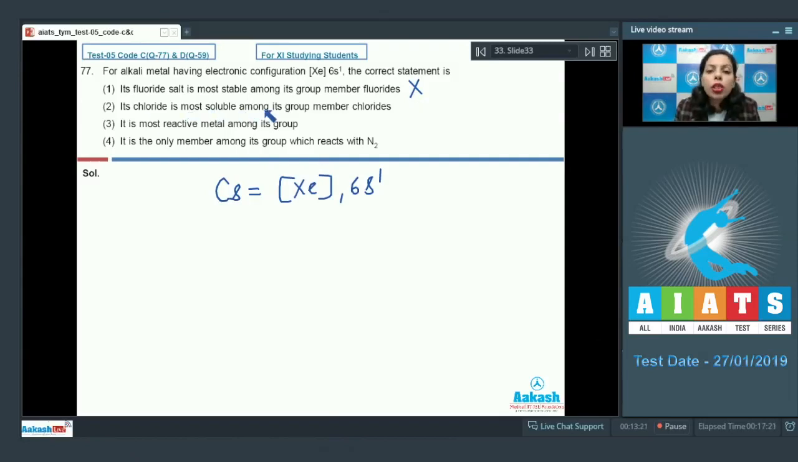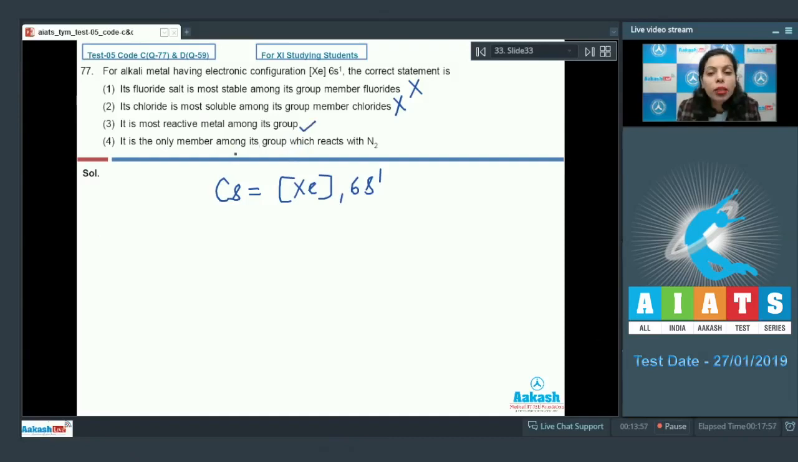Further, its chloride is most soluble among its group member chlorides. If we talk about the solubility of the chloride, this statement is also not correct. It is not the most soluble among its group member chlorides. That's why I'm also putting a cross here. Next: it is the most reactive metal among its group. Yes, as we move down the group, reactivity or the electropositive nature of metals increases. Cesium is the most electropositive element of the modern periodic table, as well as the most reactive metal. That's why the statement is correct.